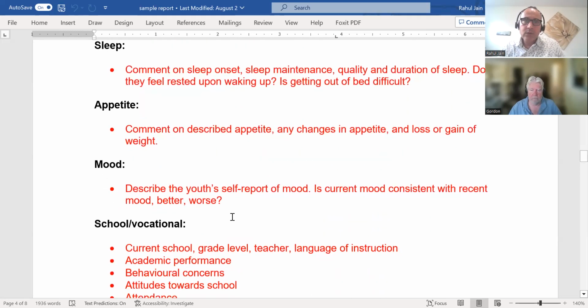Mood. So you can ask them about their mood. How's your mood? And now this again is going to help you because if they say, "Oh, I'm happy," but their affect is flat, their story tells you something different. So there's this discrepancy, right?